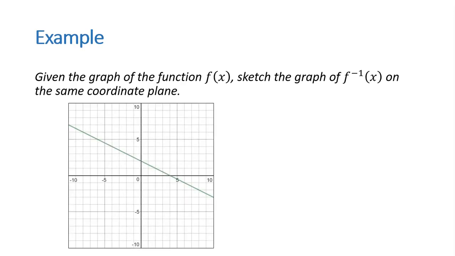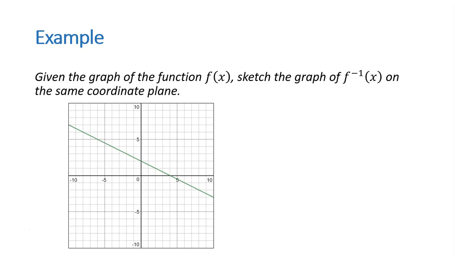So here's our function. It's a linear function. So as opposed to just trying to visualize what a mirror image looks like, it's not as easy as just flipping across y or x. We're flipping across a diagonal line. One good option is to pick a couple of points on the graph and then flip the points themselves.